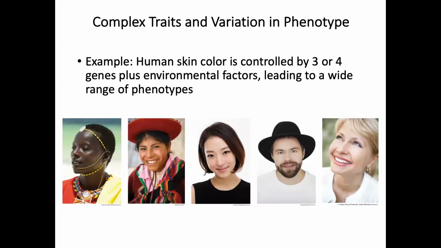Let's see more examples. Skin color is a complex polygenic trait controlled by 3 or 4 genes, producing a wide range of phenotypes. Environmental factors, such as exposure to the sun and weather, also contribute to the phenotypic variation, making this a complex multifactorial trait. So remember, multifactorial traits are determined by multiple genes and environmental factors.